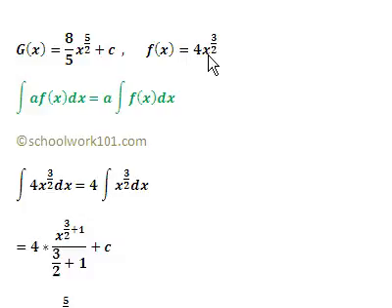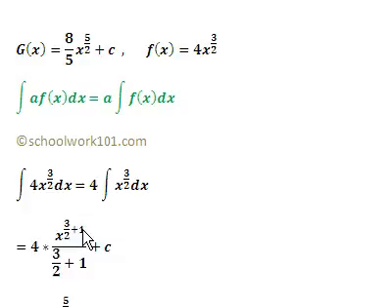Okay, so we have f of x in this problem equal to 4x to the 3 halves. So we're going to use this form here. You notice we have a 4 as a coefficient, and that's going to be our a. So what we'll want to do here is take that outside first and then go ahead and integrate.